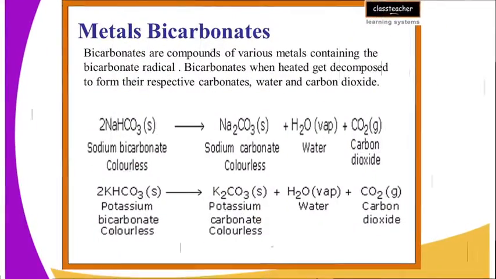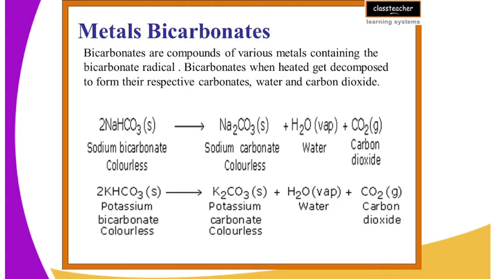Metal bicarbonates are compounds of various metals containing the bicarbonate radical, that is hydrogen carbonate. Examples are sodium hydrogen carbonate and potassium hydrogen carbonate. When we heat hydrogen carbonates, they decompose to form carbonate plus water plus carbon 4 oxide.